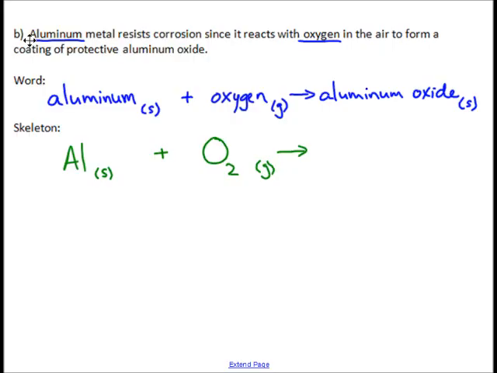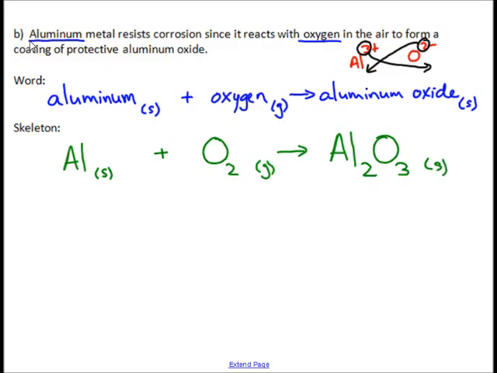So off to the side, I'm going to do a little practice here, and I'm going to say, all right, aluminum. Aluminum has a 3+ charge. Oxygen, 2 negative charges, an ion. So when I do my fancy crisscross rule, we're going to see the 3 come down behind the oxygen, the 2 end up behind the aluminum to give us our formula of Al2O3, and we know that this is in solid state, so I'll include my S for my state symbol. And there's our skeleton equation for that reaction.